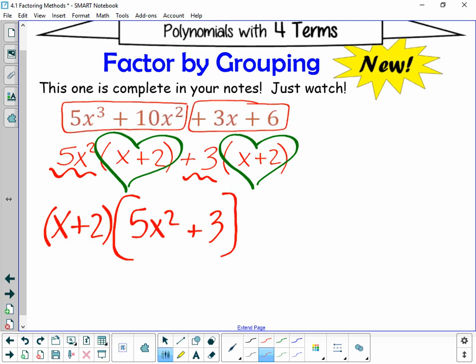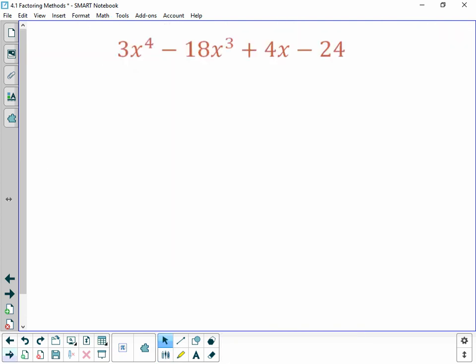So those are our 2 factors. We have a 5x squared plus 3, and we have an x plus 2. Now, in some cases, you'll be able to factor it a little bit more, maybe, but in this case, we're done. So let's try a couple of those.